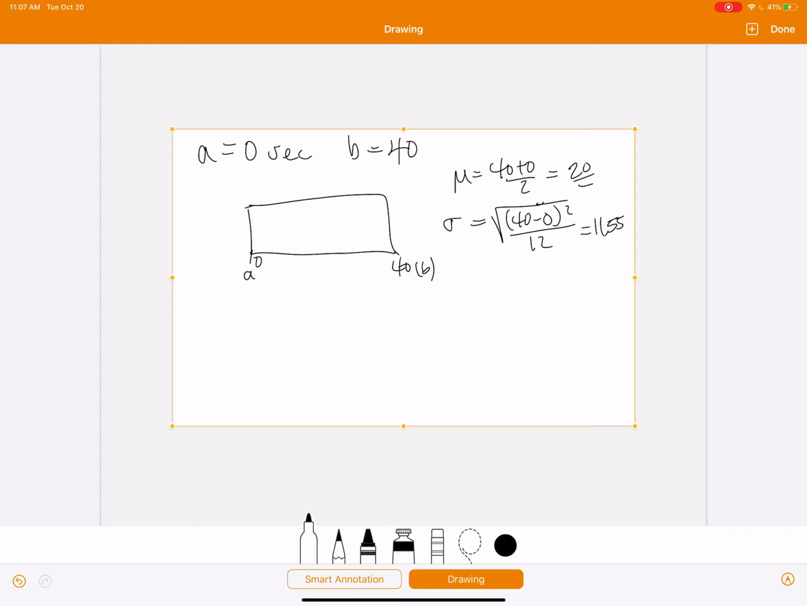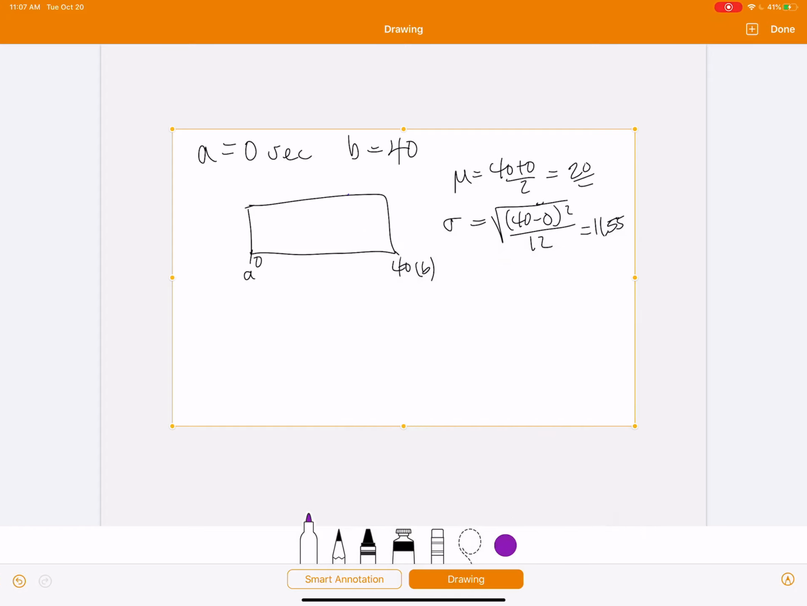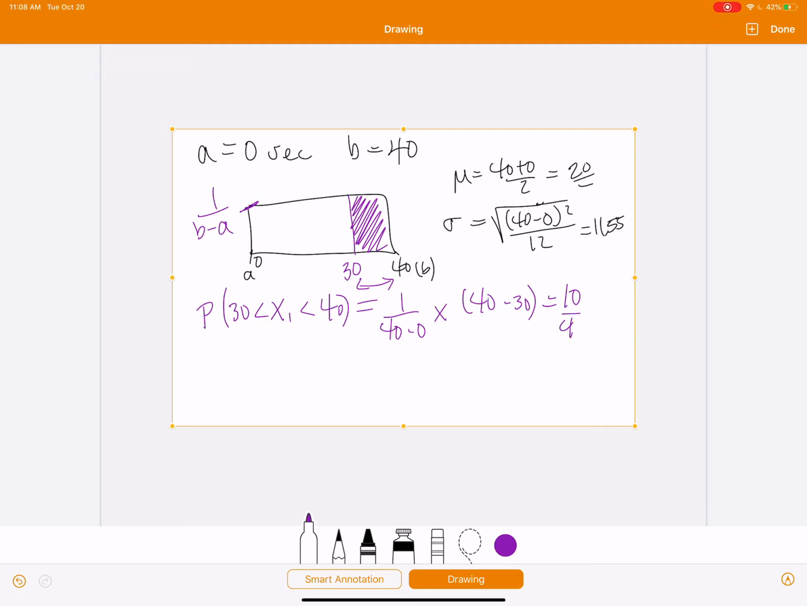And then we could look at some different probabilities. So maybe we want to find the probability that our wait time is greater than 30 seconds. And so we will be looking for the probability of this purple area. So I'm looking for the probability that my wait time, I'm just going to call it X1, is between 30 seconds and 40 seconds. And so again, I do my base times my height always being 1 over (B minus A). So my height is 1 over (40 minus 0) times this base of 30 to 40. So 40 minus 30, and we would have 10 over 40, or 1/4, or we call it 0.25, okay? So I could do it that way.